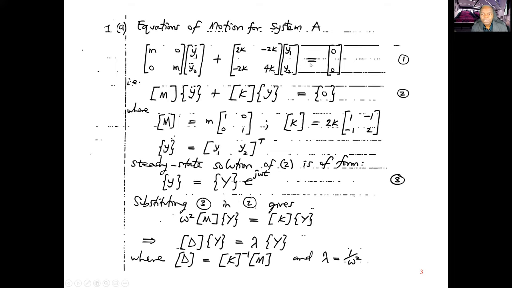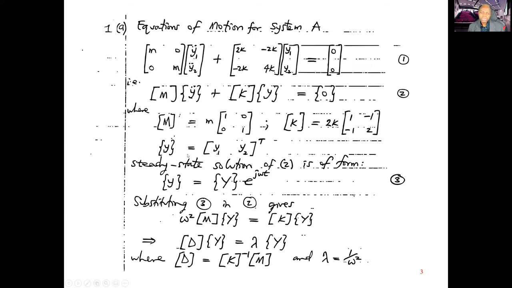We can write this equation in abbreviated form as M y double dot plus K y equals 0, where the mass matrix M equals M into 1, 0, 0, 1, and the stiffness matrix K equals 2K into 1, -1, -1, 2. So we are asked to use the matrix iteration method.